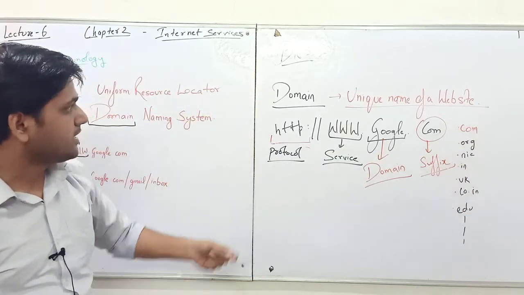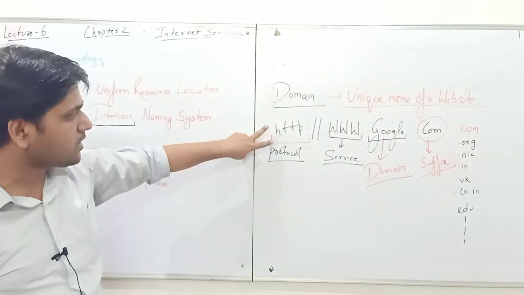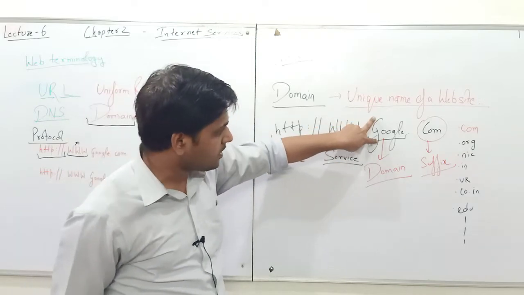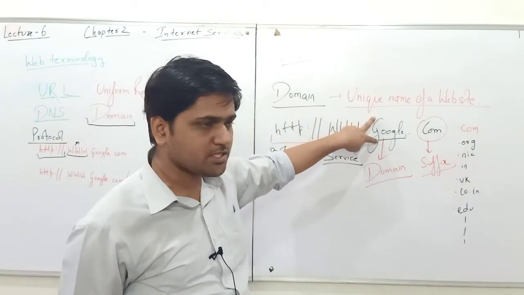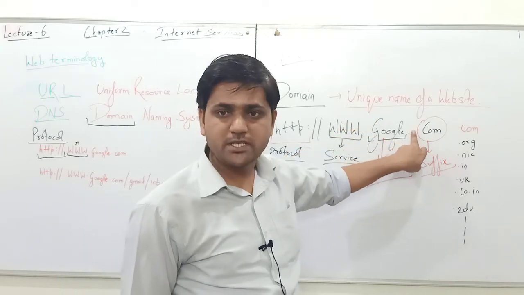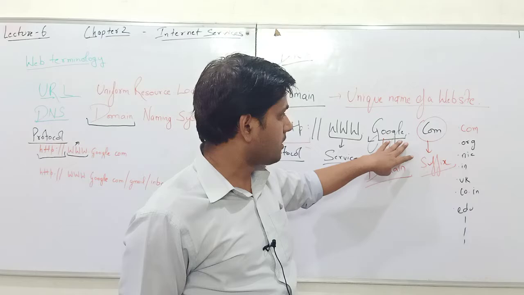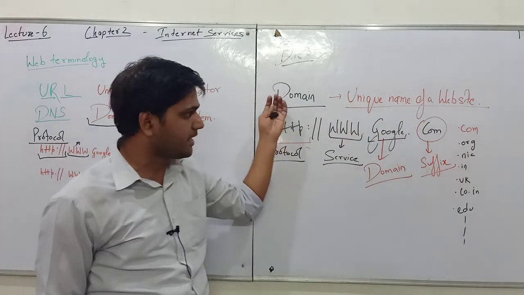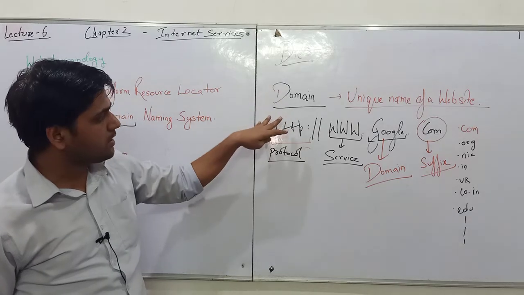Now a DNS. In this DNS, a few things come first: protocol. Second, which service it is going to use. Third, the domain name. The domain name should be registered with a registered organization or the country, and then a proper suffix. This complete set of the URL makes a DNS, and by this DNS you can make a URL.